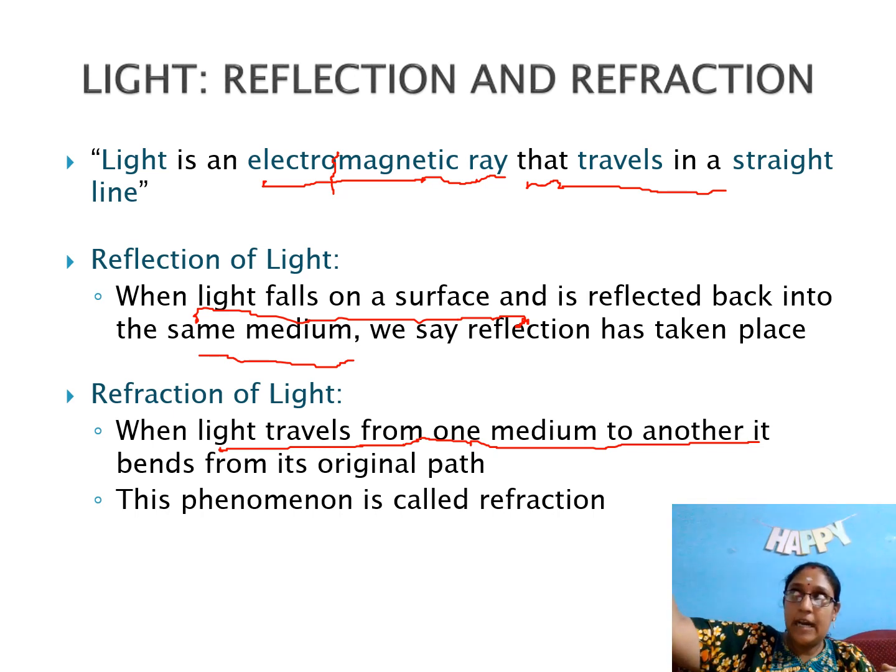The light coming and falling into that medium will not be the same. It just bends from its original path and then enters the other medium, water. That is called your refraction of light. So this phenomenon is called refraction, kids. Reflection is nothing but when light falls on a surface and is reflected back, and refraction of light is nothing but when light travels from one medium to another medium.